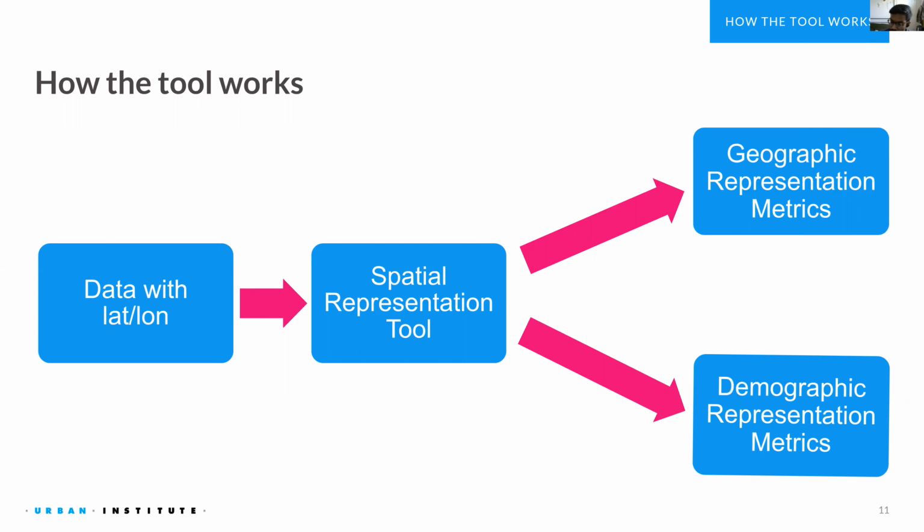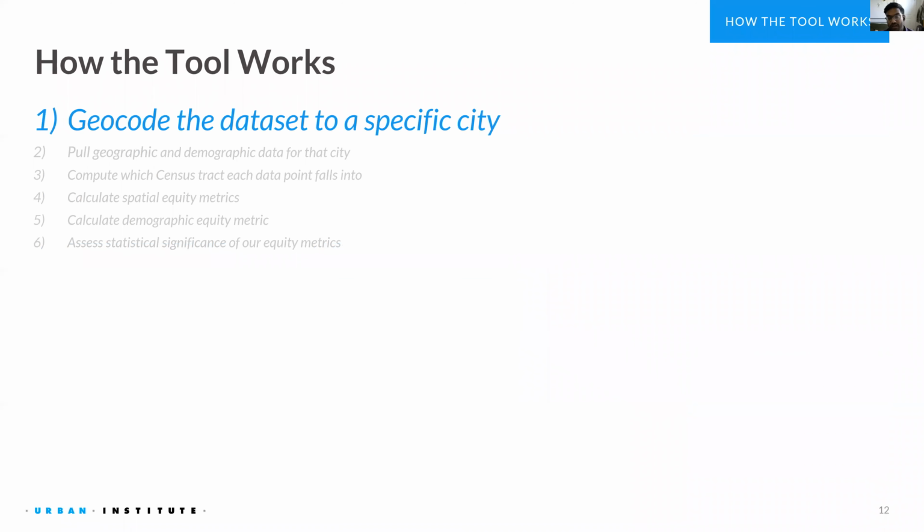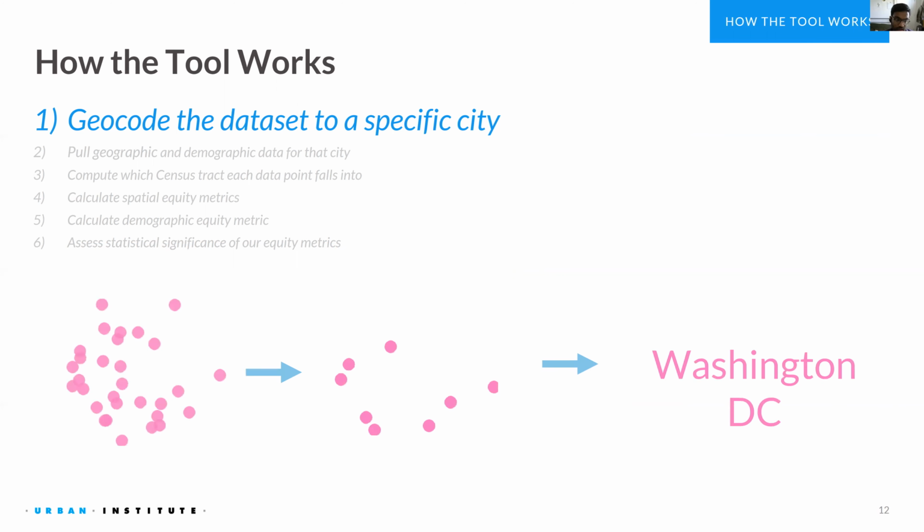And to go into that a little bit further, the tool really works through 6 specific steps. Once a user uploads a data set to our tool, the first thing it does is geocode that particular data set to a specific city. So let's say, for example, a user uploaded a set of 50 points. The tool would first take those points and geocode them and say, okay, we saw that this data set is from Washington, D.C.